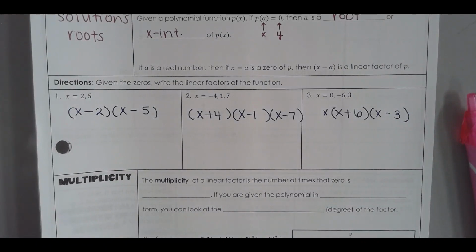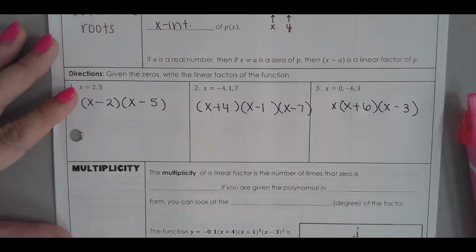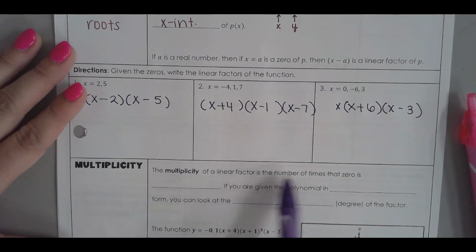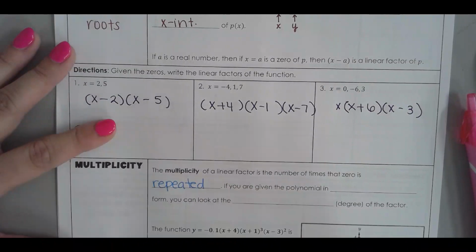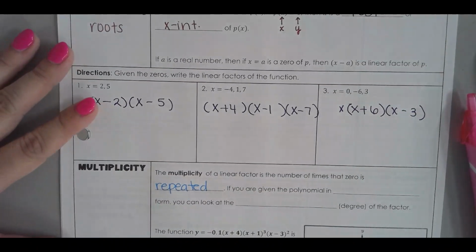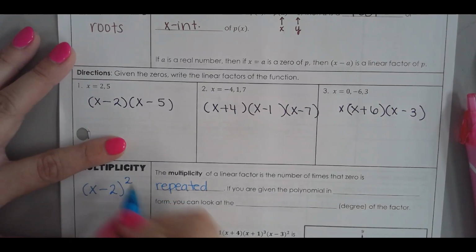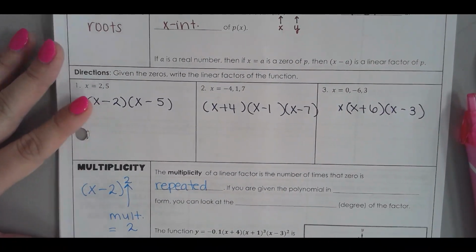Now the multiplicity, so we talked about that in Algebra 2. That's the ones that you had the squares. The multiplicity of a factor is the number of times that zero is repeated, or that x-intercept or that factor is repeated. So if you have an x minus 2 squared, the multiplicity is 2.